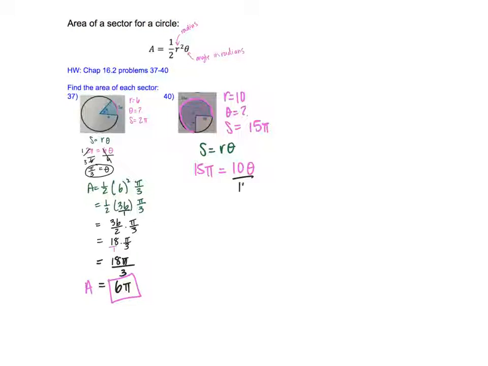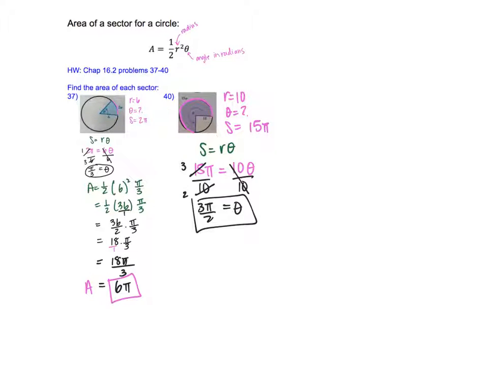So I have to divide both sides by 10. That cancels. Theta comes down. Now 15 and 10 can be reduced if you divide by 5. 15 divided by 5 is 3. 10 divided by 5 is 2. So this is really 3 pi over 2. And so now I have my angle.